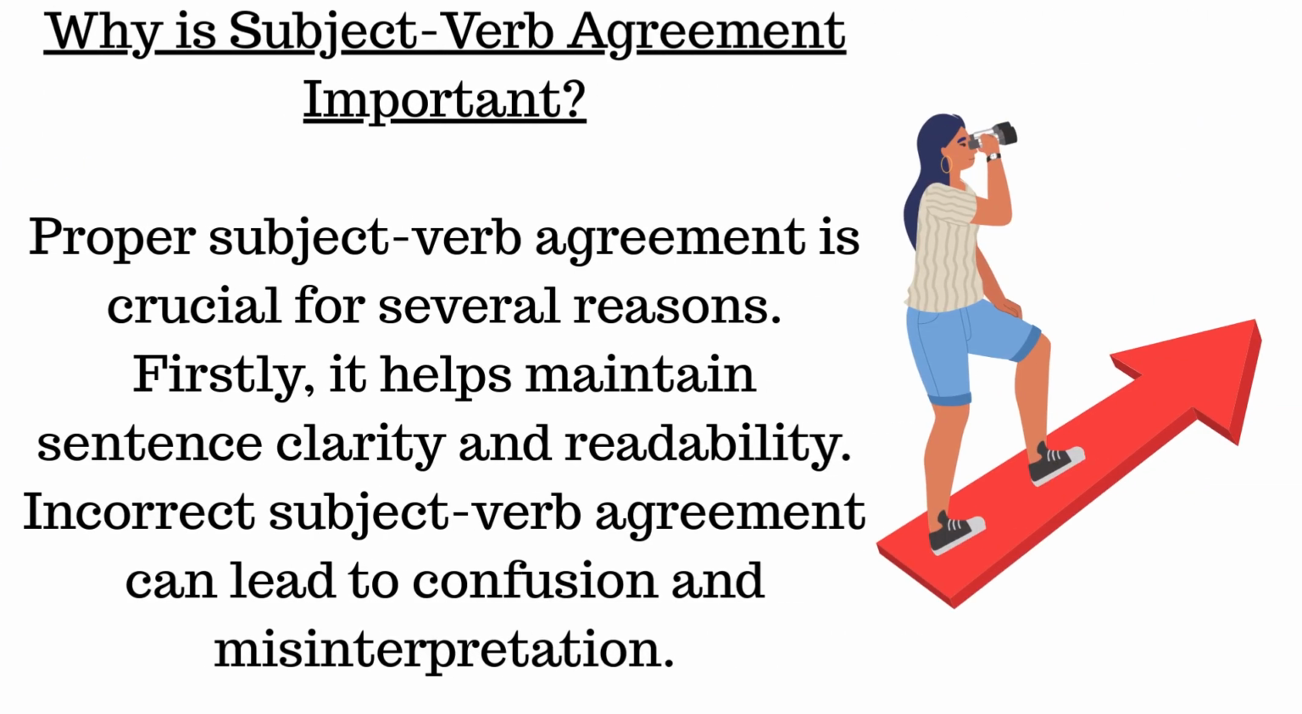Why is subject-verb agreement important? Proper subject-verb agreement is crucial for several reasons. Firstly, it helps maintain sentence clarity and readability. Incorrect subject-verb agreement can lead to confusion and misinterpretation.